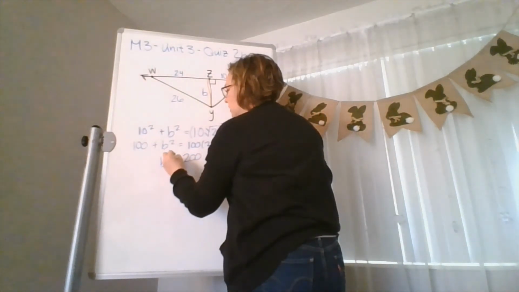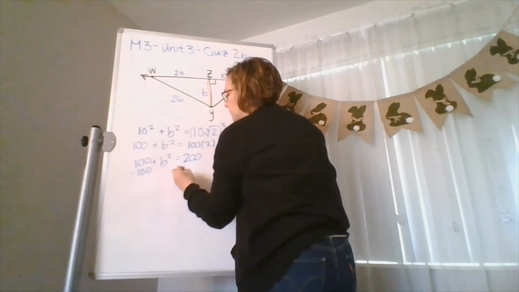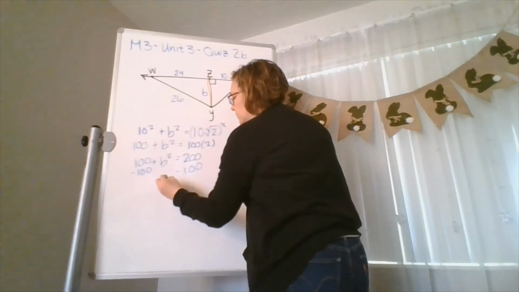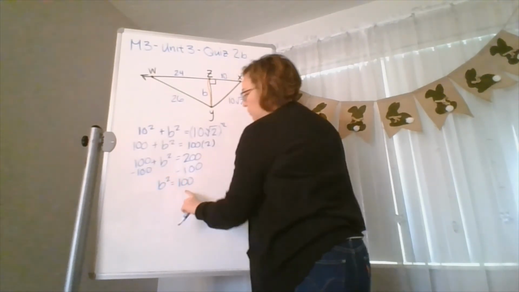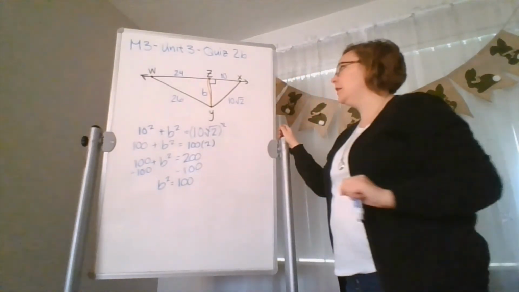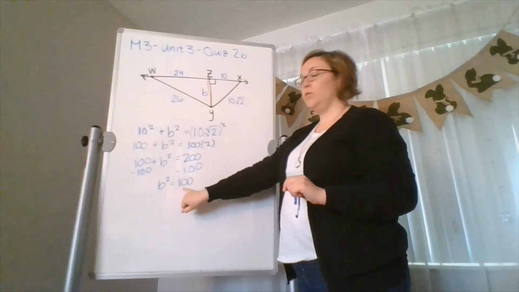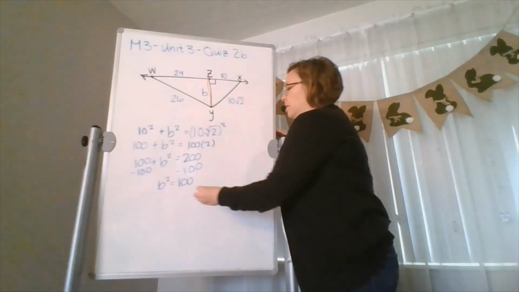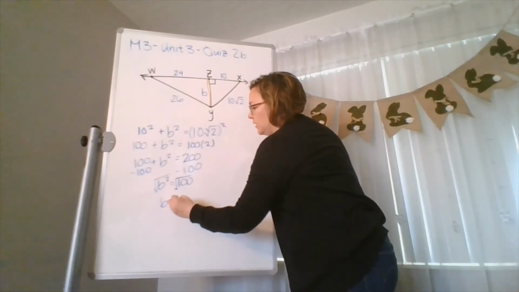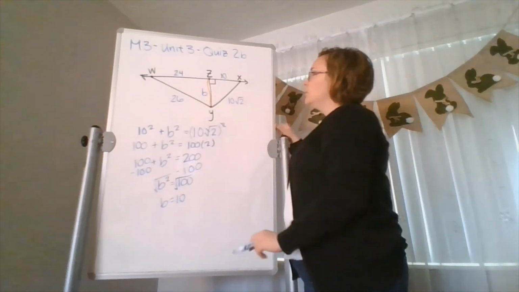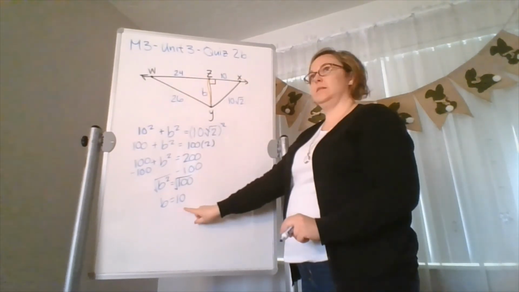So now we are going to solve for B. B squared equals 100. So this side length is the square root of 100. So B is 10. So in other words, the distance from Y to the line WX is 10.